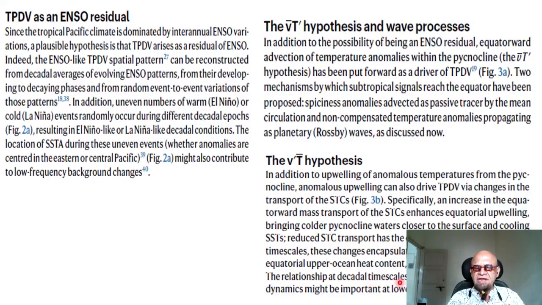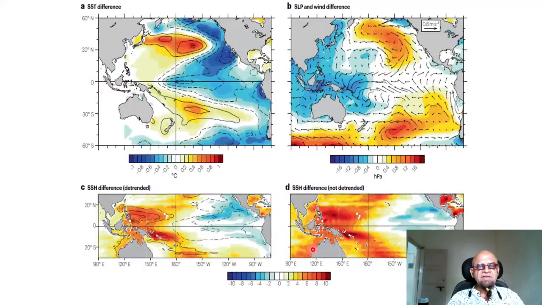The relationships at decadal timescales suggest that similar underlying dynamics might be important at lower frequencies. In other words, we are still speculating on exactly what's happening based on what we can infer. And then we look to see what the models are doing. Models are not perfect, with a bias, sometimes too regular and so on. And sometimes they produce low frequency variability as well.